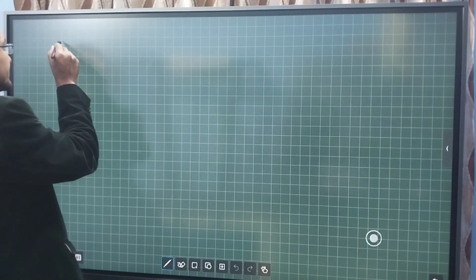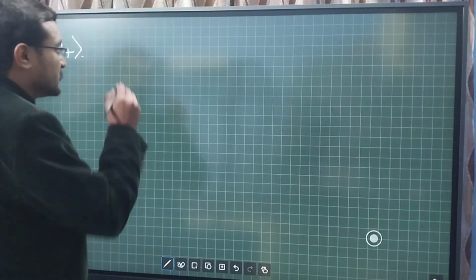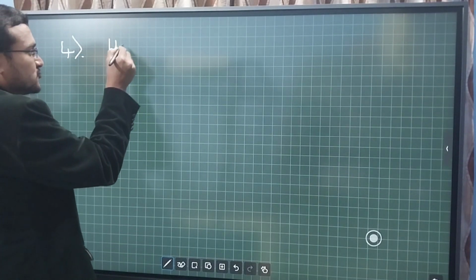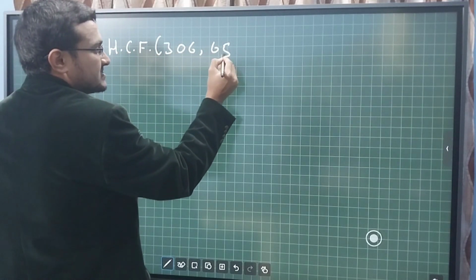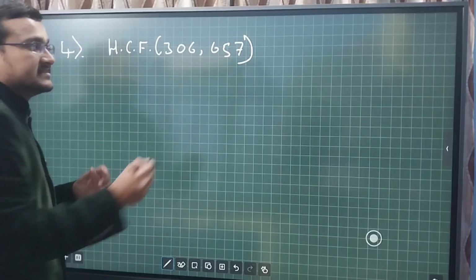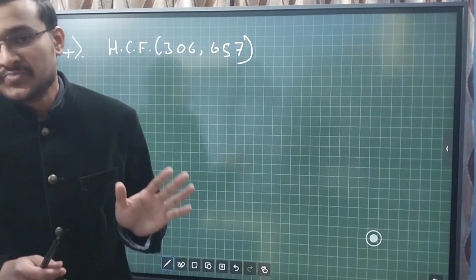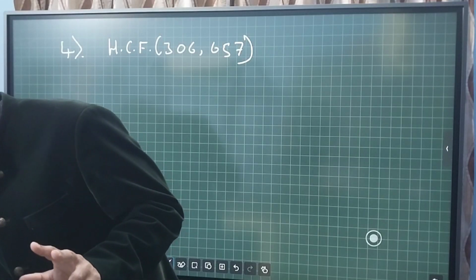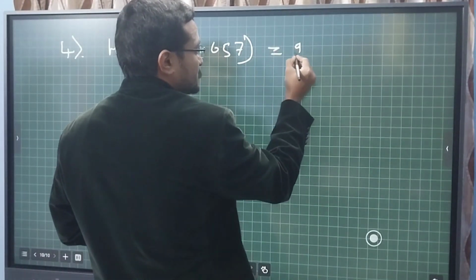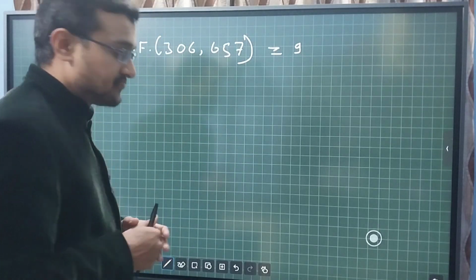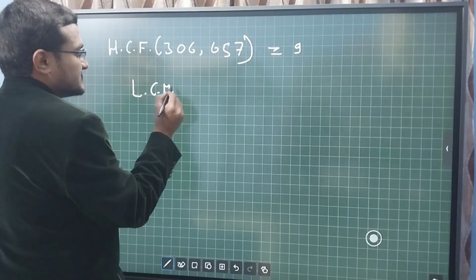So now we will be moving into the fourth question in this exercise. So in the fourth question, they have given the HCF of two numbers, 306 and 657. So here 306 and 657 are the two numbers which they have given, and the HCF of these two numbers is equal to 9. So HCF of these two numbers is equal to 9. Now we have to find out LCM. So how to find out LCM? We can use the formula.